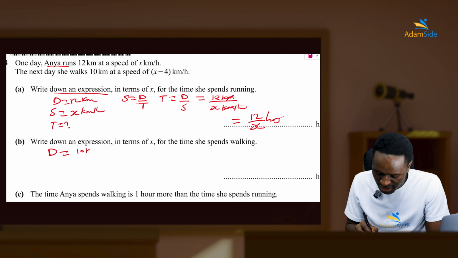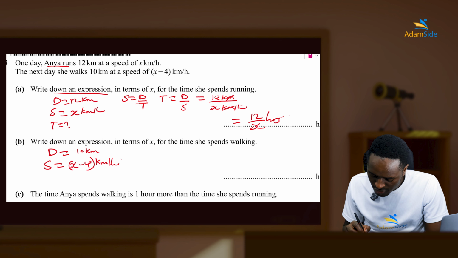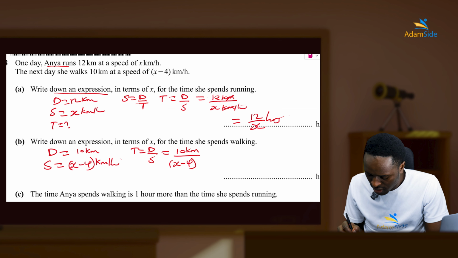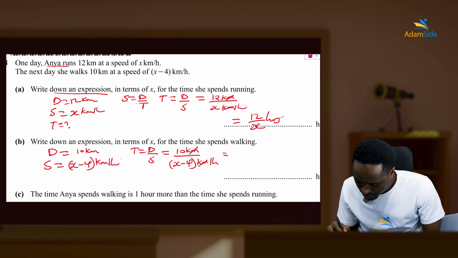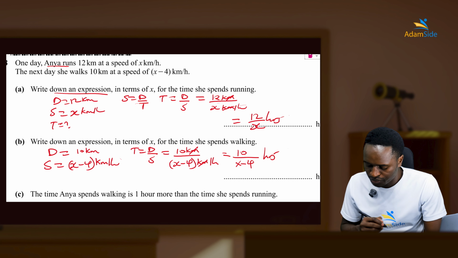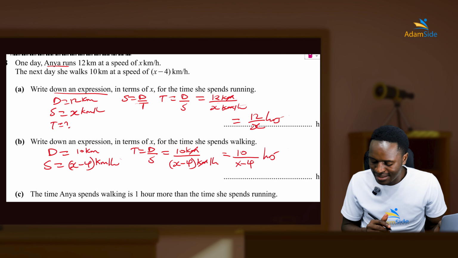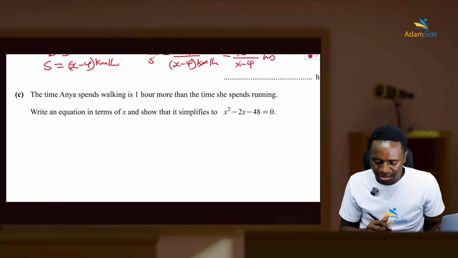Write down an expression in terms of x for the time she spent walking. Distance is 10 kilometers and speed is x minus 4 kilometers per hour. So we know time is distance divided by speed. Distance is 10 kilometers. Speed is x minus 4 kilometers per hour. So kilometers and kilometers, therefore time is 10 divided by x minus 4 hours. As simple as it is, we get a mark there.